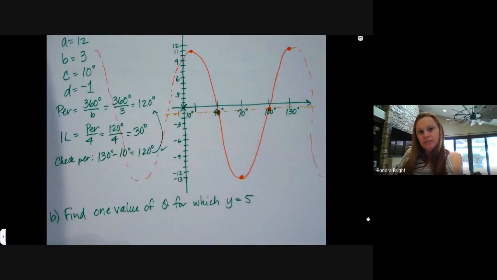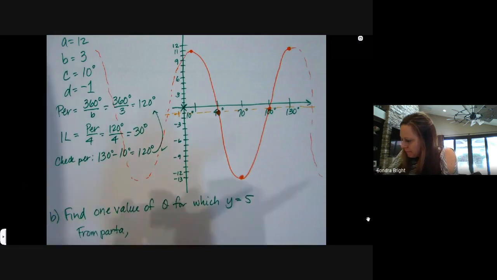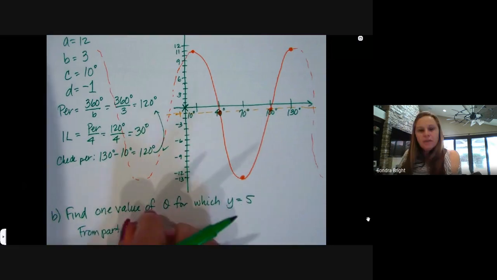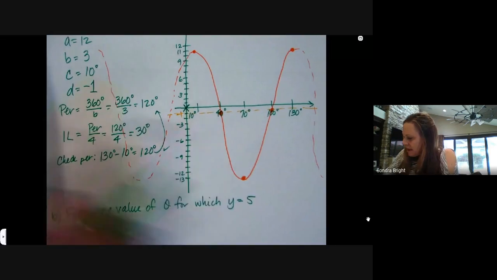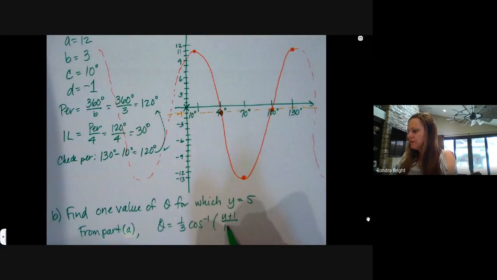All right, we're going to do it algebraically. From part A, we had that theta was equal to 1/3 inverse cosine of (y plus 1) over 12, plus 10 degrees. That's what we had figured out from part A.